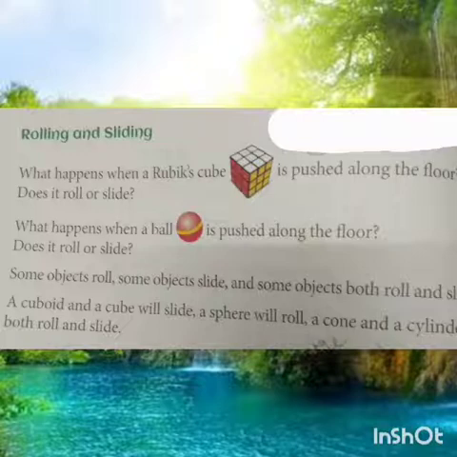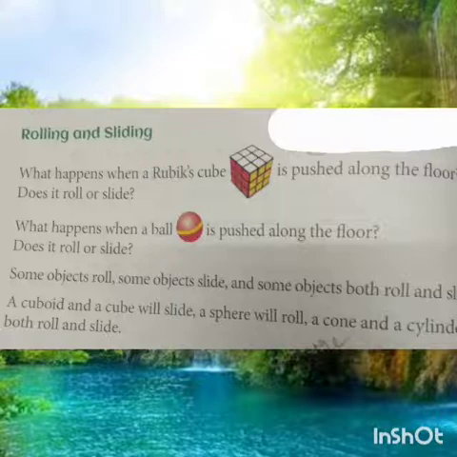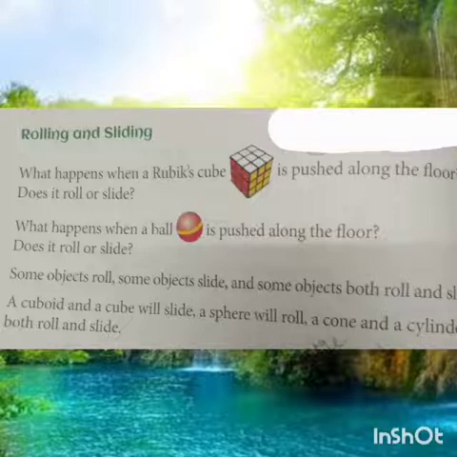If you push a ball, what will happen? It will roll. And you noticed that some will both roll and slide. For example, you can take your water bottle, a candle or a pencil. Sometimes it will roll, sometimes it will slide. So this is called rolling and sliding. Based on the shapes, we can say whether it is rolling or sliding.